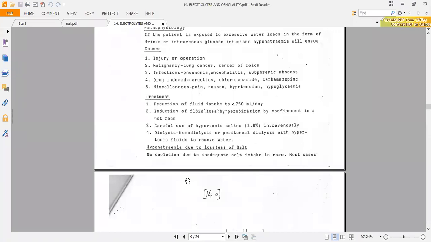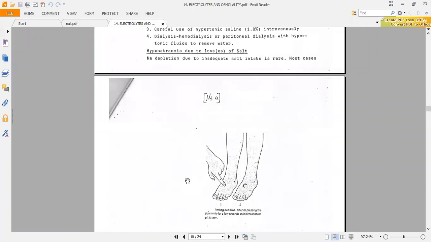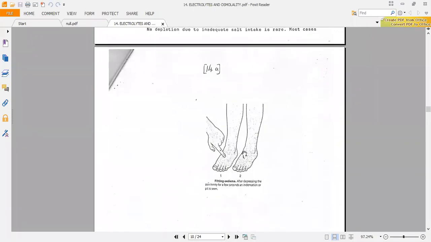Good. So now we are done with the water retention one. Now let's go to the ones due to sodium loss. Here you can see a picture of the edema I'm talking about. When you press the person's skin against any bony prominence, you see that it will pit. This is what is called pitting. The depressed area is what is called pitting. This simple test can classify people into edematous and non-edematous. Very simple.